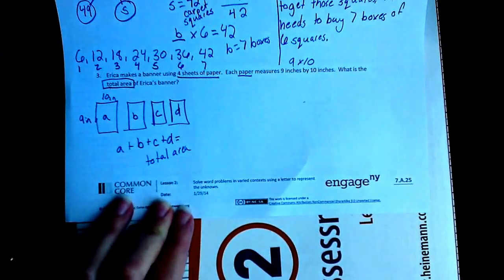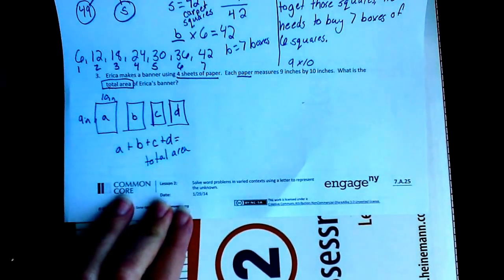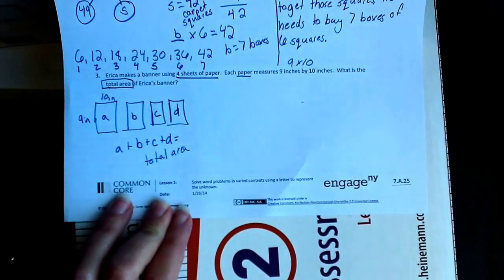Alright guys, let's look at question 3 here. Erica makes a banner using 4 sheets of paper. Each paper measures 9 inches by 10 inches. What's the total area of Erica's banner?